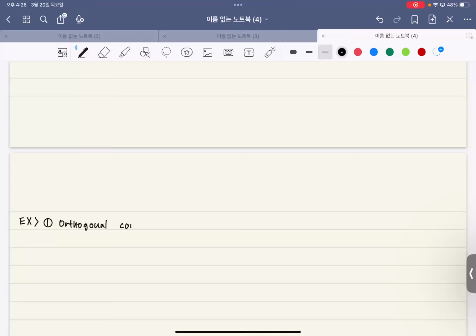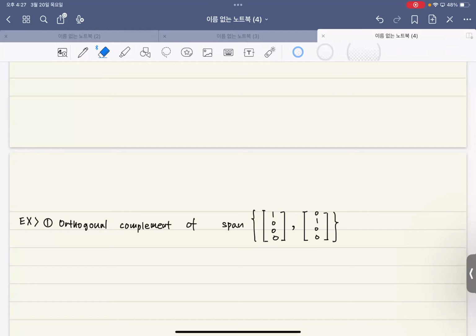Let me find the orthogonal complement of the span of (1, 0, 0, 0) and (0, 1, 0, 0). All right. Can you figure out its orthogonal complement? In this case, I think this is very easy, doable, right?